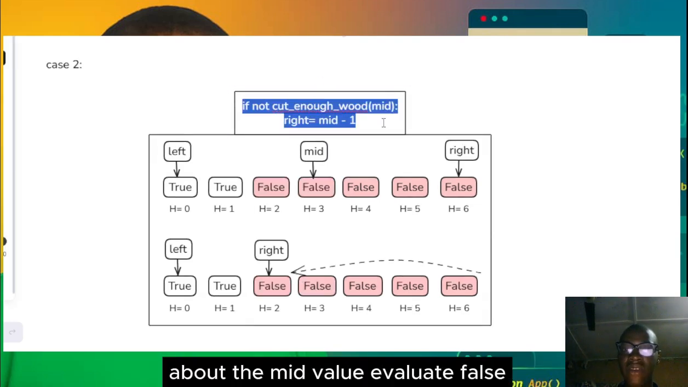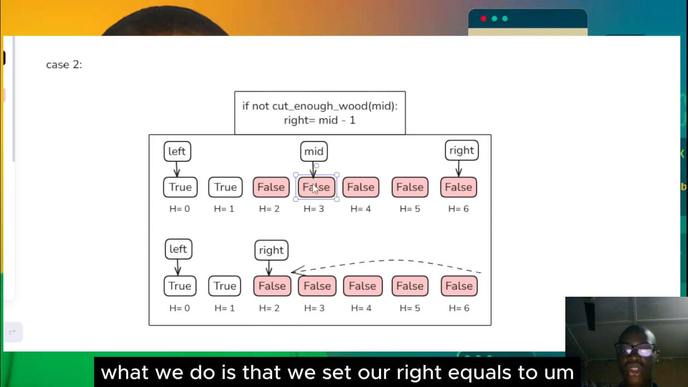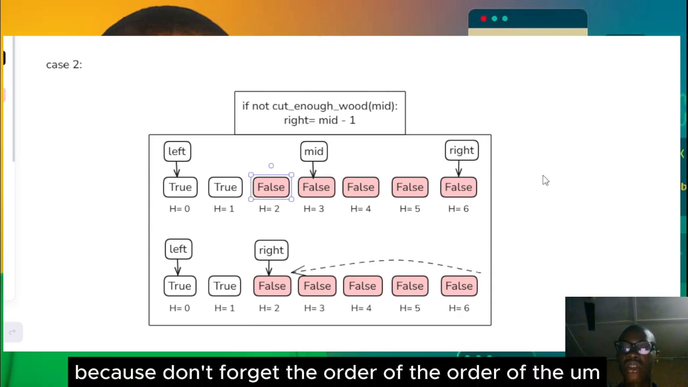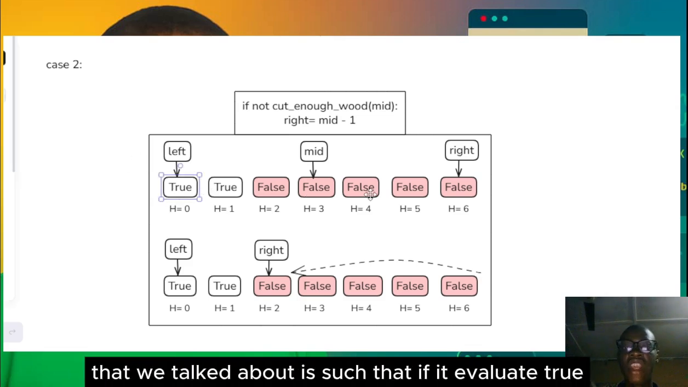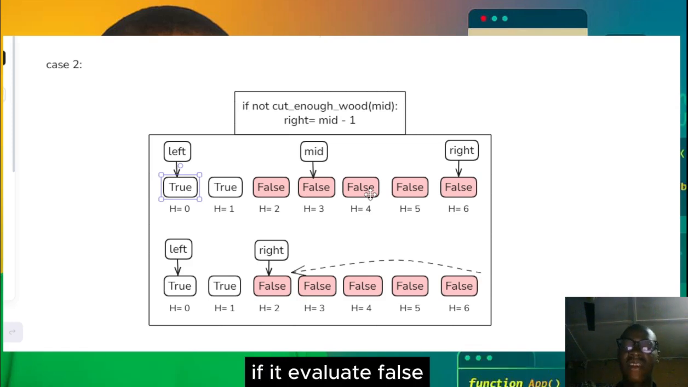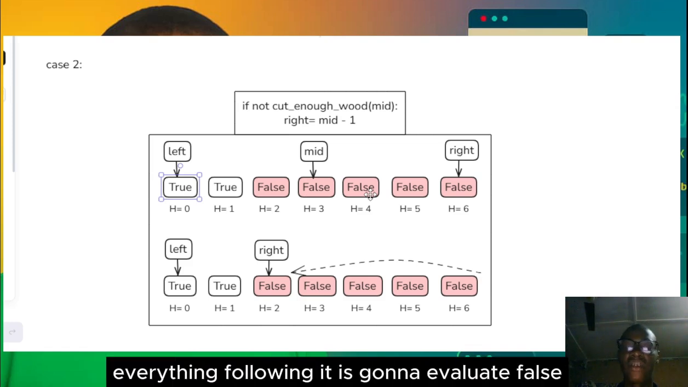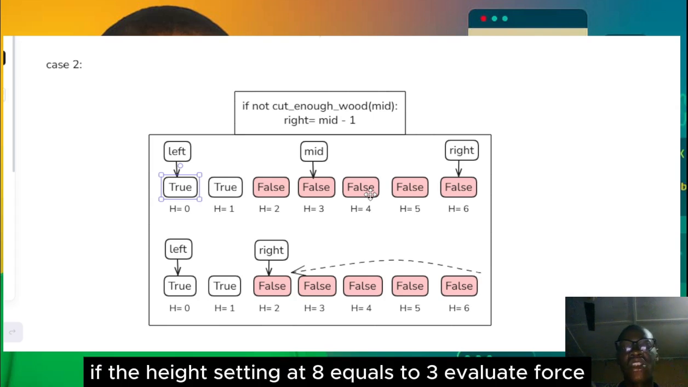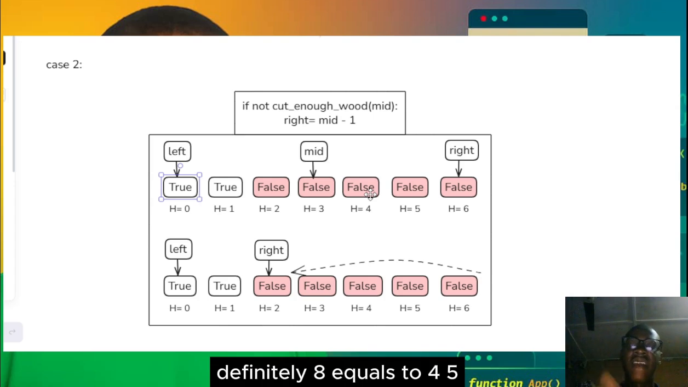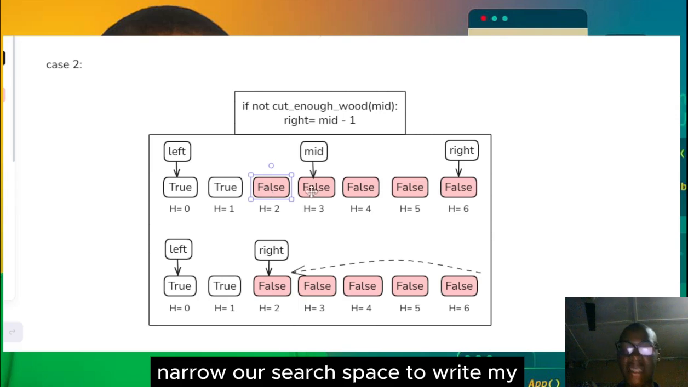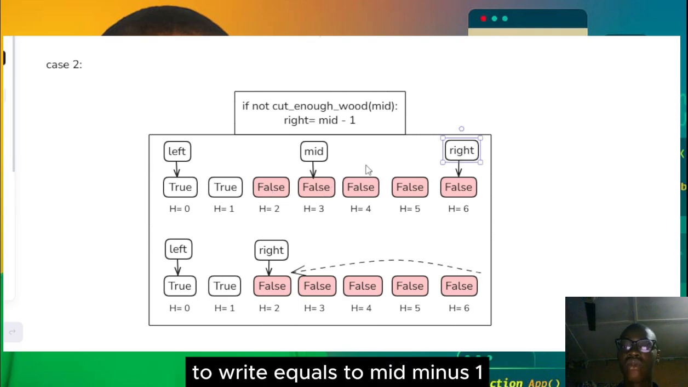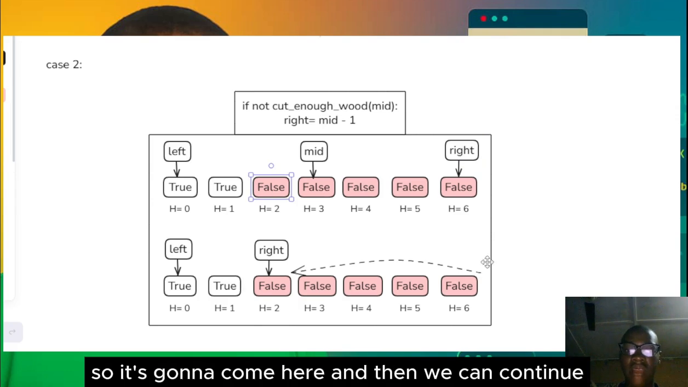But in the situation whereby the mid value evaluates false, look at this situation. What we do is that we set our right equals to mid minus 1. Why? Because don't forget the order of this particular array that we talked about is such that if it evaluates false, everything following it is going to evaluate false. If the height setting at h equals to 3 evaluates false, definitely h equals to 4, 5, 6, 7, 8 upward is going to evaluate false. So we want to narrow our search space to right equals to mid minus 1. So it's going to come here, and then we can continue.